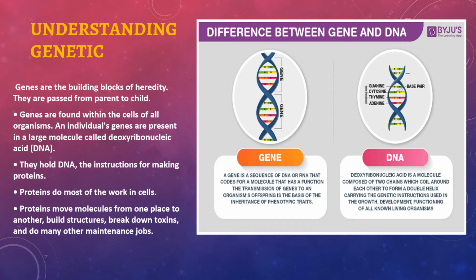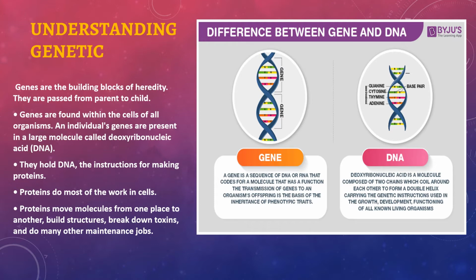You can see here, this is a gene. A gene is a sequence of DNA or RNA that codes for a molecule that has a function. The transmission of genes to an organism's offspring is the basis of the inheritance of phenotypic traits. So these are the genes, and they are a sequence of DNA.